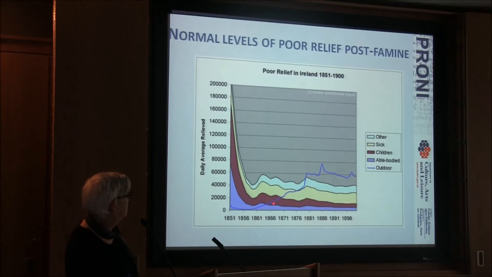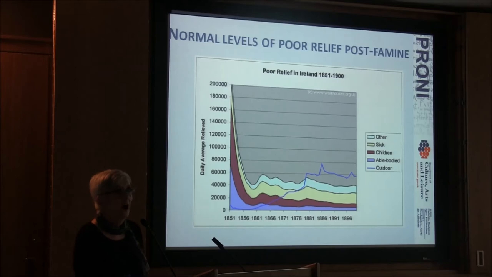is outdoor relief. Now, outdoor relief was frowned upon initially, but there were so many people needing help and clamouring to get into workhouses that were already overcrowded that they did introduce it during the famine years. And you can just make out there that it's fallen to a baseline, and then it had to be reintroduced again during the agricultural crisis of the 1880s.